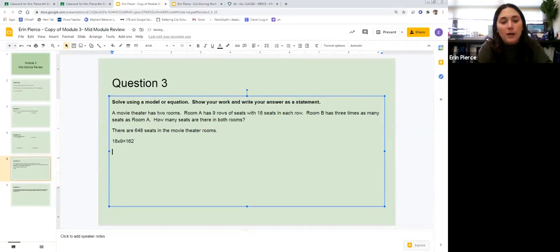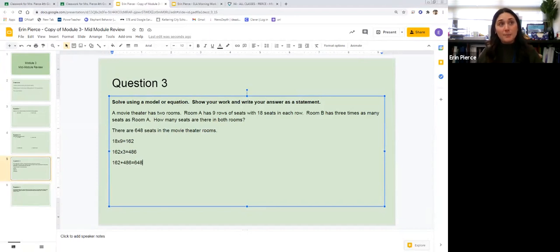And then we also did 162 times 3 equaled 486. 162 plus 486 equals our answer of 648. So we can have all that information because it does say solve using a model or equation. So those would be our equations. And then we wrote our answer as a statement. Like Charlotte said, there are 648 seats in the movie theater.